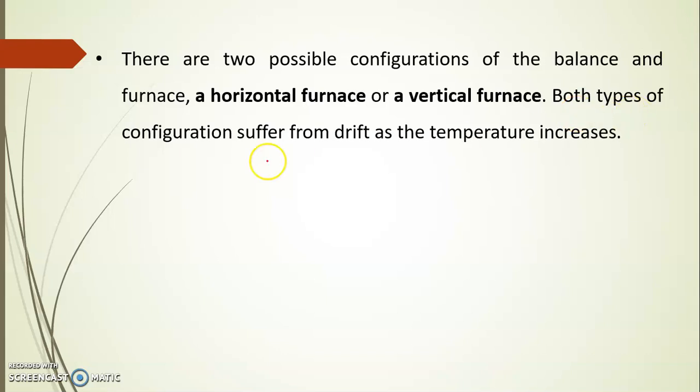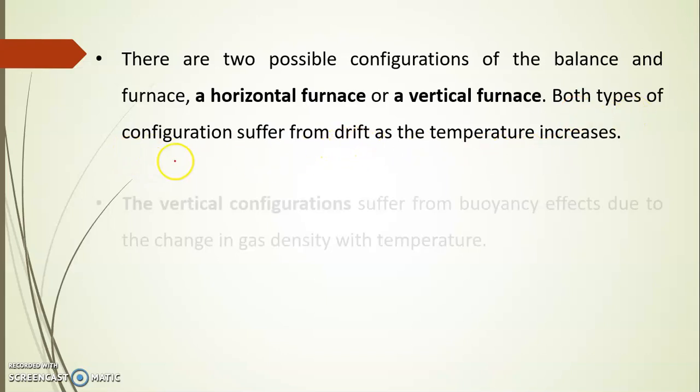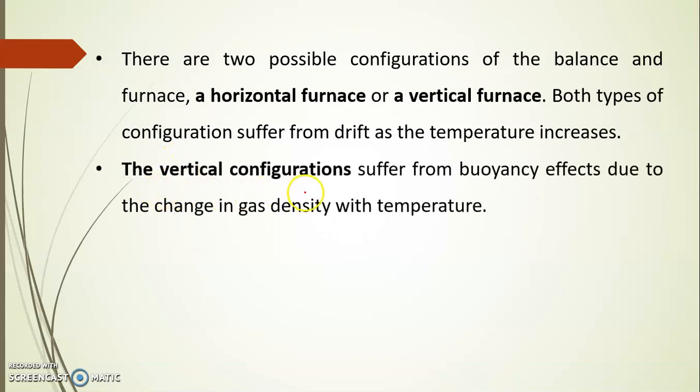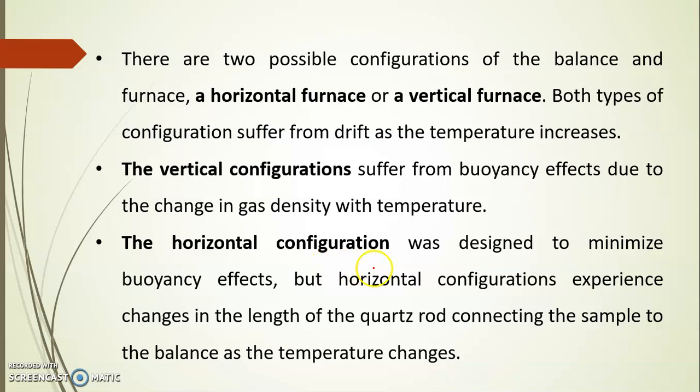Both types of configuration suffer from drift as the temperature increases. The vertical configuration suffers from buoyancy effects due to the change in gas density with temperature. The horizontal configuration was designed to minimize the buoyancy effects, but it experiences changes in the length of the coarse rod connecting the sample to the balance as the temperature changes.